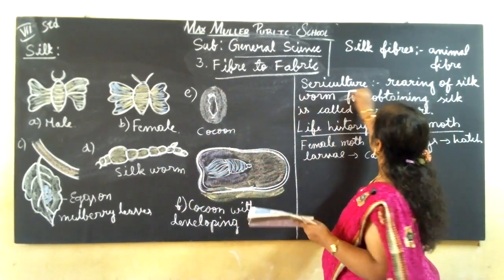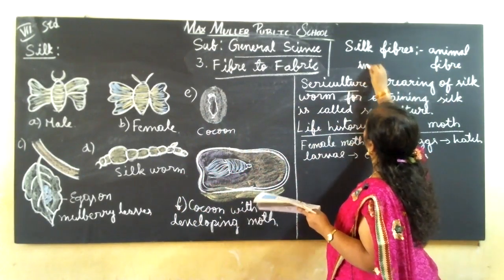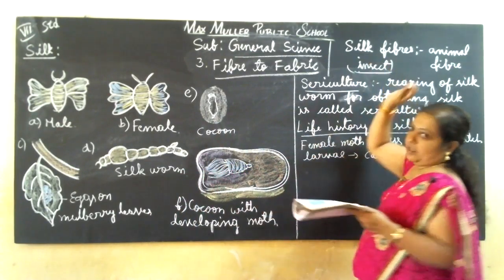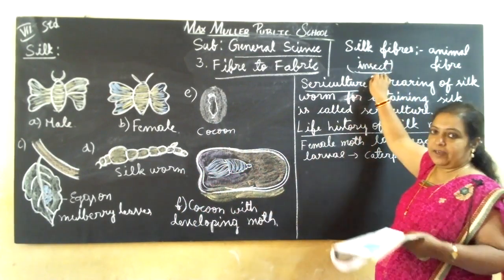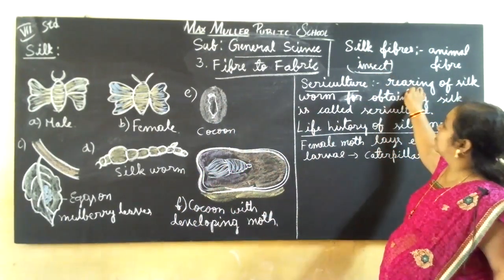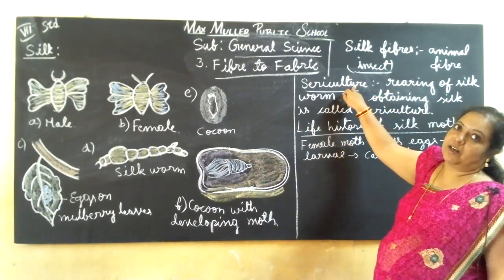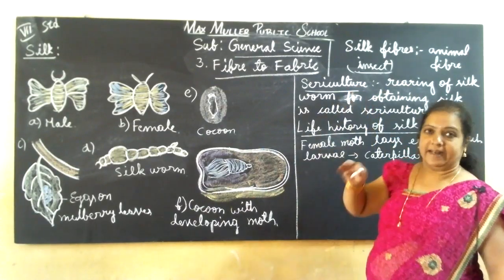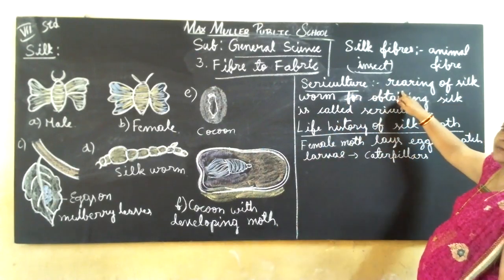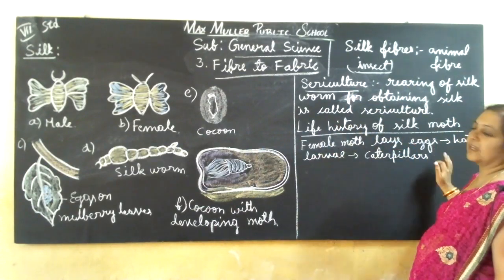See, silk fibers are animal fibers, or you can also write insect fibers. These fibers are produced by the silkworms. So rearing of silkworms for obtaining silk is called sericulture. Culturing means keeping them, rearing them and processing them. So sericulture means rearing of silkworms for obtaining silk thread.